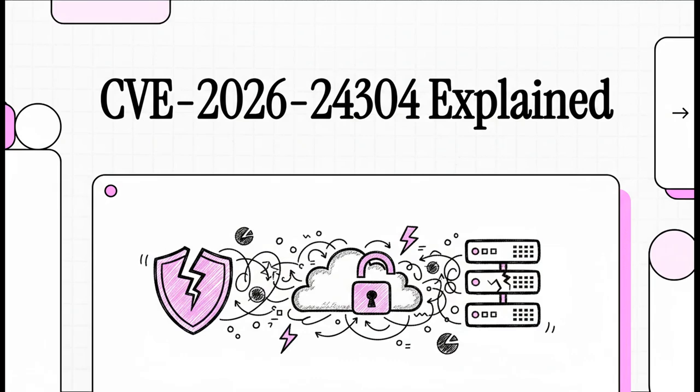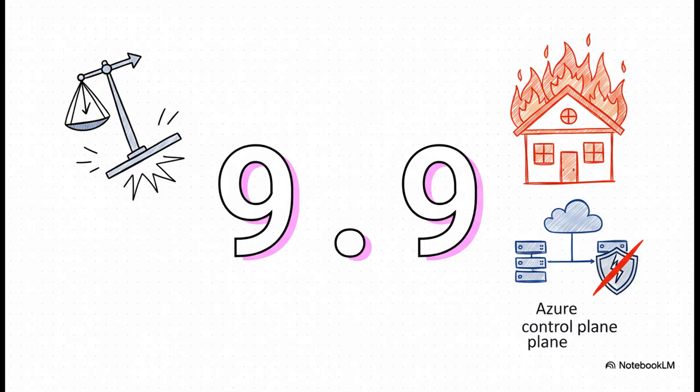All right, today we're jumping into a really serious vulnerability that hit the absolute core of Microsoft Azure, CVE-2026-24304. And trust me, when I say serious, I mean it. Let's dig in. So first things first, look at this number, 9.9. On the CVSS severity scale, which only goes up to 10, that is about as bad as it gets. This isn't just a minor bug. This is a full-blown, sound-all-the-alarms kind of problem.